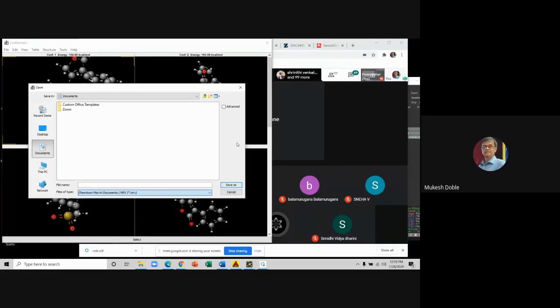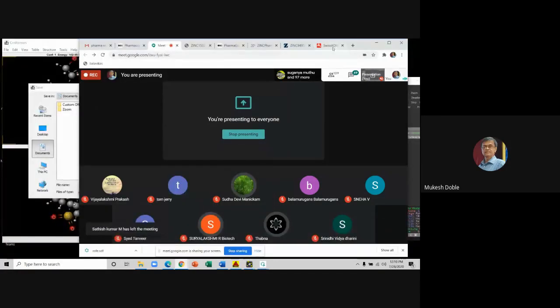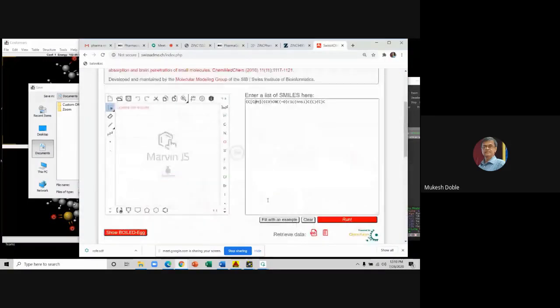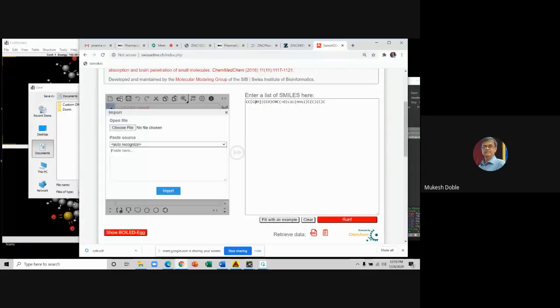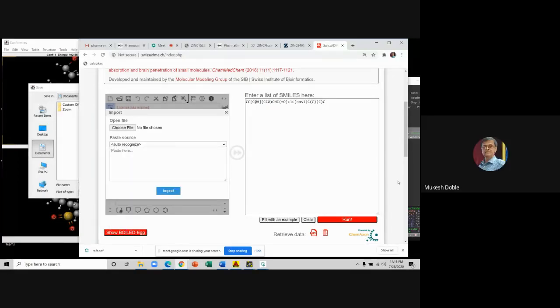And SwissADME also takes many formats, not only SMILES. The import command is there, so it will also take many formats. I'll show you SwissADME. You see, import. Many commands are there, right? Can you see this? So you can import structures in many formats. So a lot of flexibility is there between these softwares. Got you, sir. Thank you.